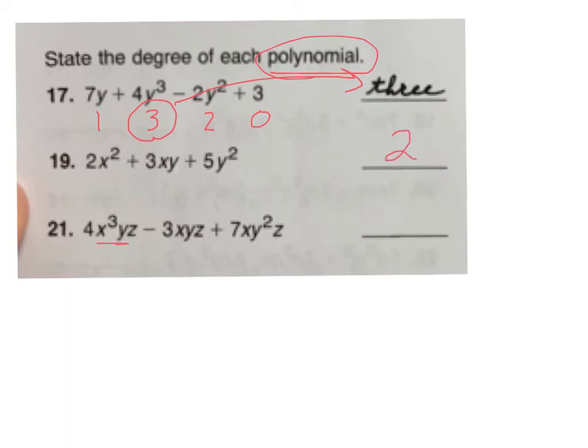Okay, look right here. What is the degree of this one? 5. 3 plus 1 plus 1 is 5. What's the degree of this one? 3, because 1 plus 1 plus 1 is 3. What's the degree of this one? 4. So I've got a 5, a 3, and a 4. Which one's the highest? 5. So my whole polynomial's degree is 5.